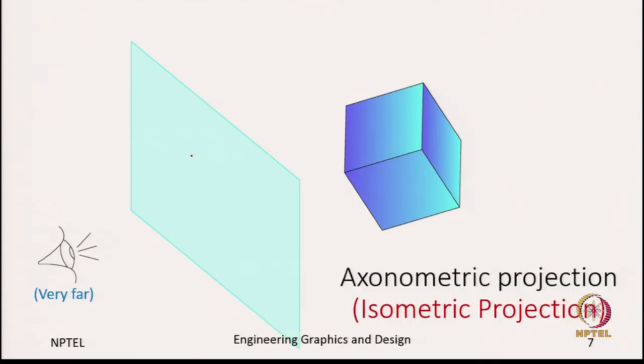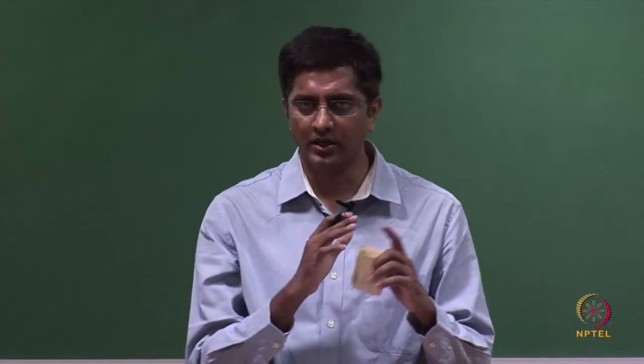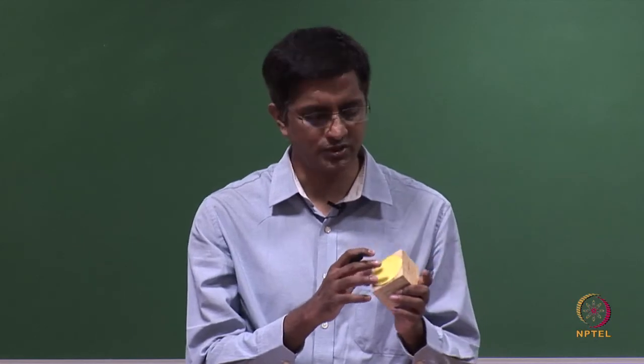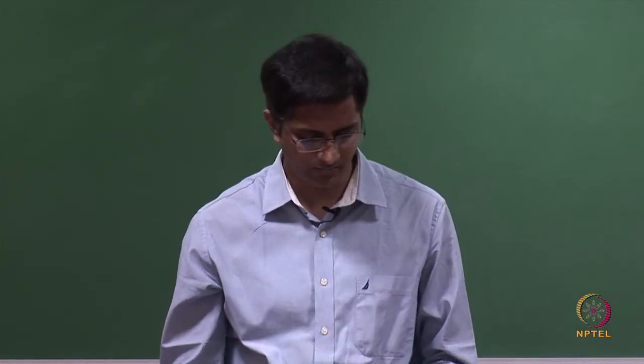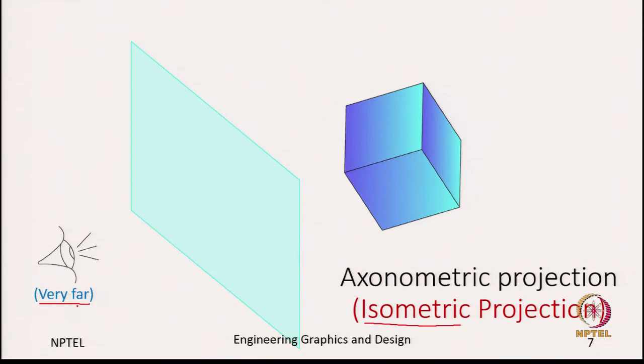So, the other category is what we call axonometric projections. There are multiple axonometric projections, it is again a group of projections, but the most commonly used in engineering practice is the isometric projection. What we mean by this is, like the previous multi-view projections, we again say that the observer is very far, which means the projectors are all parallel.